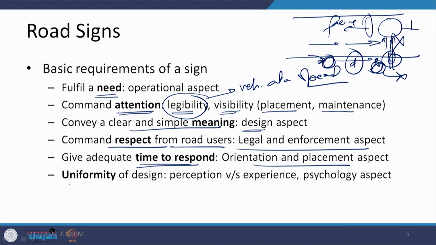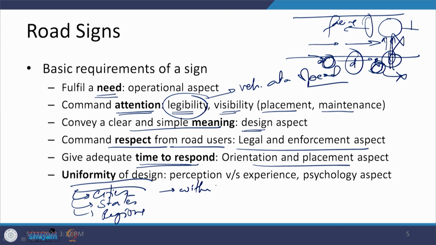So, a time to respond also needs to be looked at, and that is where this distance d becomes quite important. And the other thing is the uniformity of the design. This uniformity of the design needs to be looked at across cities, across states, across regions, within a nation or a country, and more beyond that, across nations. This is an important aspect.